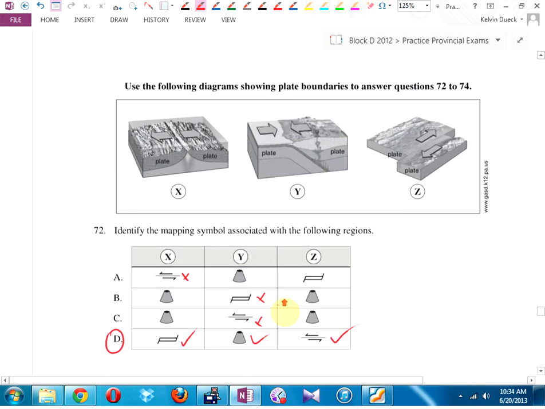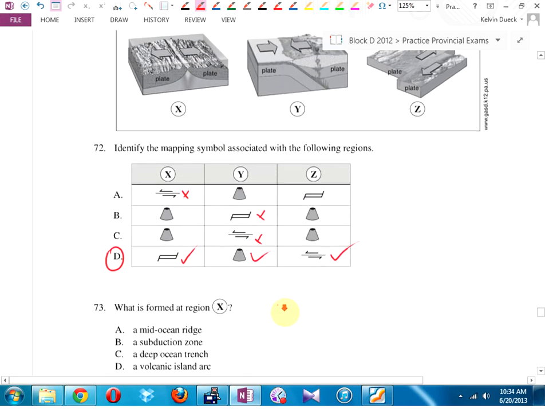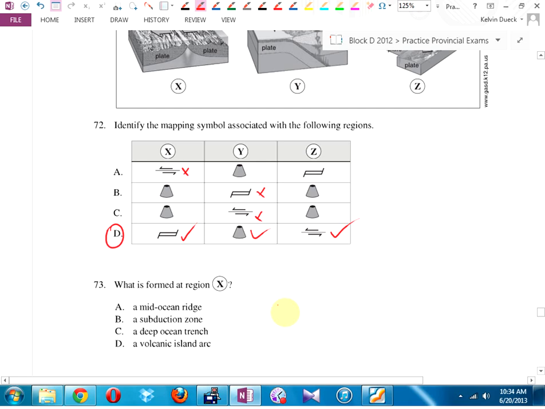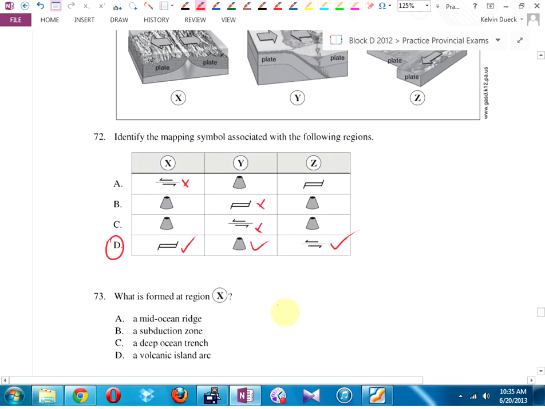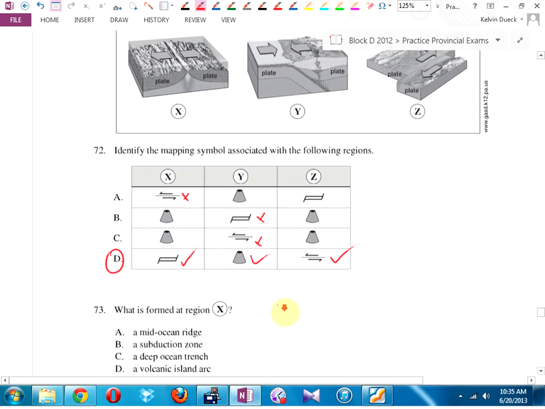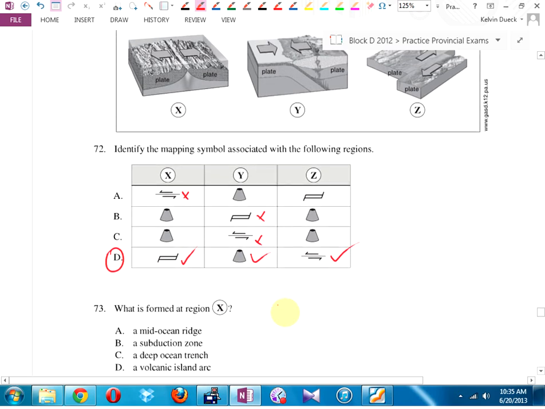What's formed at location X? Which kind? Are we in the ocean or above the ocean? Yeah, it's tough to tell. Well, I know it's not that. That's where you have one plate going underneath another plate. It ain't that. It's not a volcanic iron. You know what? This is a mid-ocean ridge.